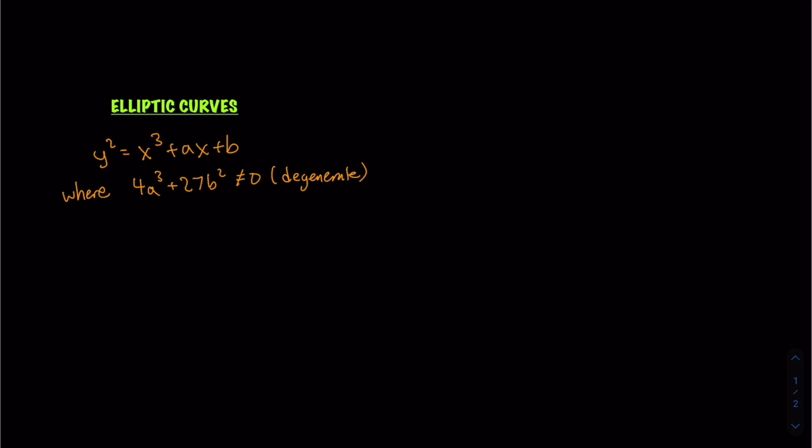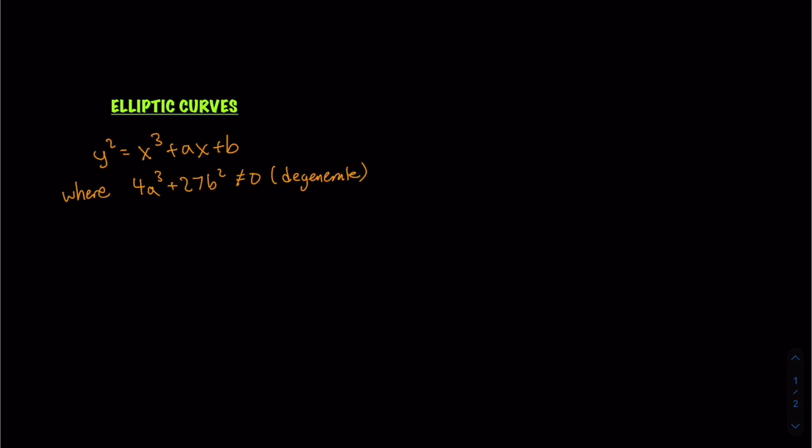Now, different values of a and b make different elliptic curves. So for example, if we choose a equals -3 and b equals 3, then we get the elliptic curve y squared equals x cubed minus 3x plus 3. This is one example of an elliptic curve. We could choose a different a and a different b value and get a different elliptic curve. And that's it. That's literally the definition of an elliptic curve. Don't make it harder than it is. The definition is really this simple.